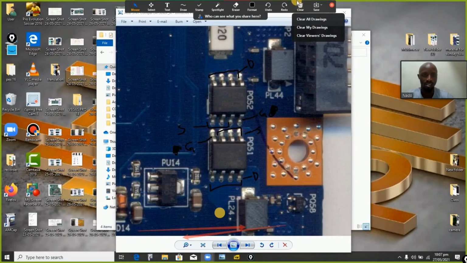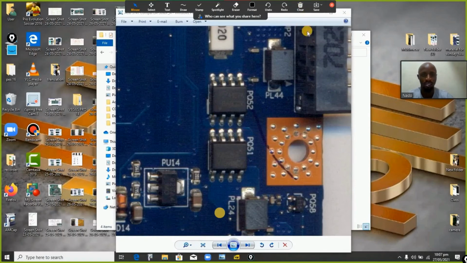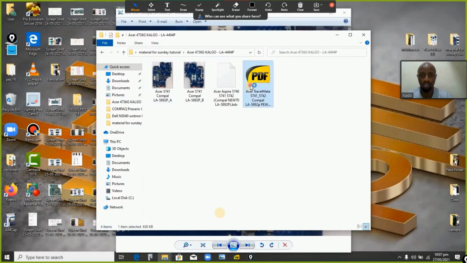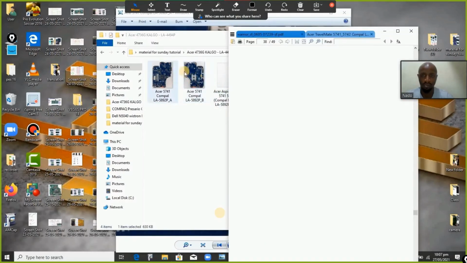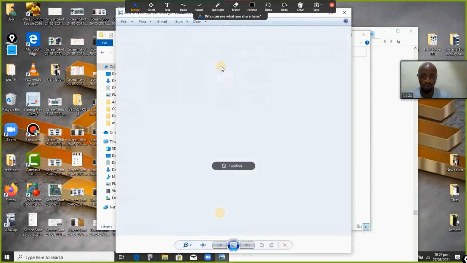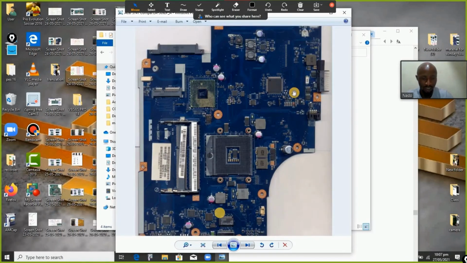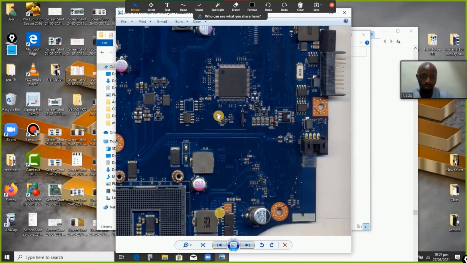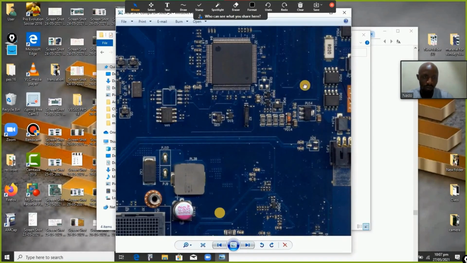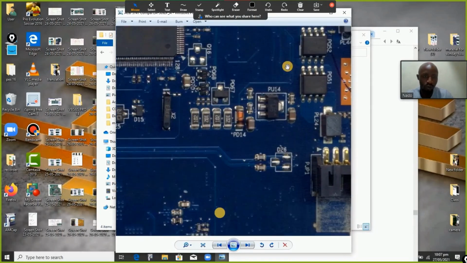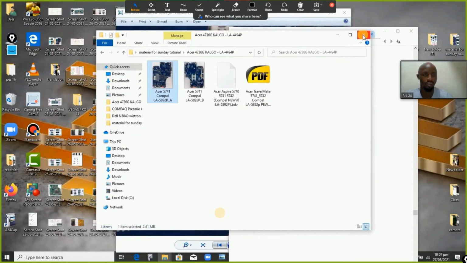So now I want to show you how to identify them in schematic. For instance, this particular board, this is the schematic here. Firstly, I will go for the location of this component. We can do this by the meter, but let me just simplify it here. What is the location here? This is PQ51 and PQ52.